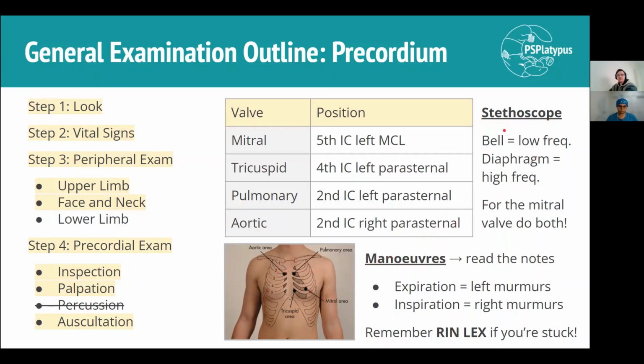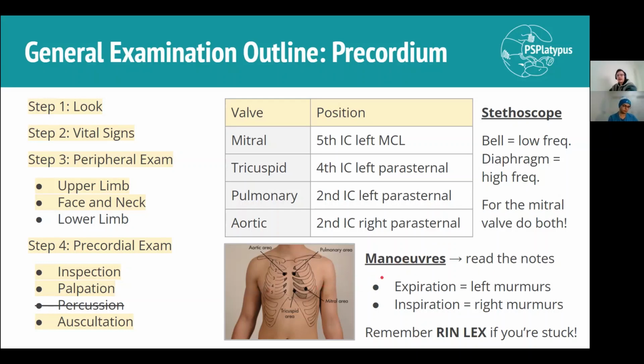Now with the stethoscope, you can use the bell or the diaphragm, so the small bit or the large flat bit on the front. With the bell, it's low frequency. With the diaphragm, it's high frequency. You really just normally use the diaphragm for everything, except for with the mitral valve, you want to do both just because it can be easier to identify. And sometimes it's difficult if you just use the diaphragm.